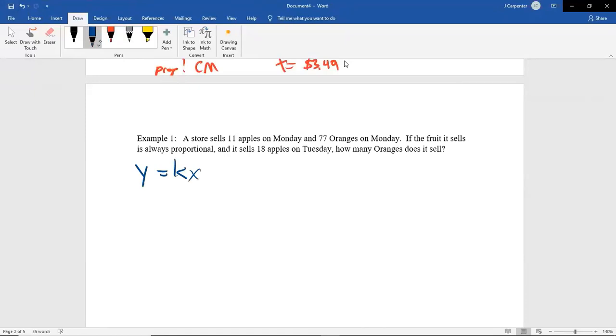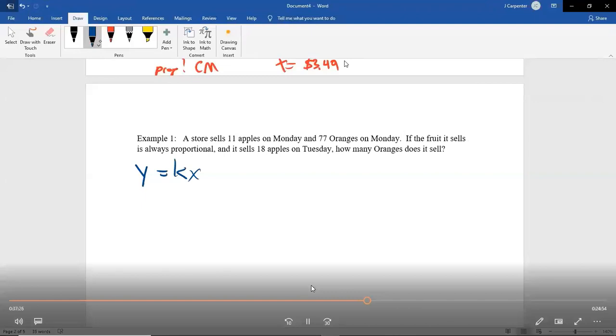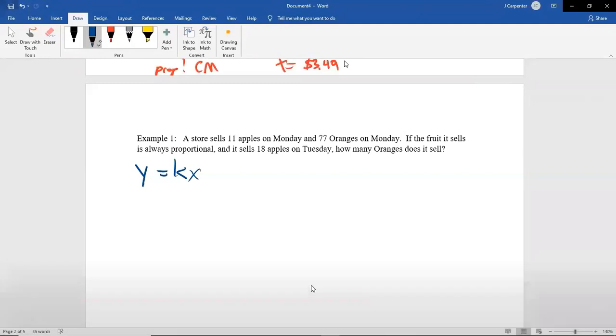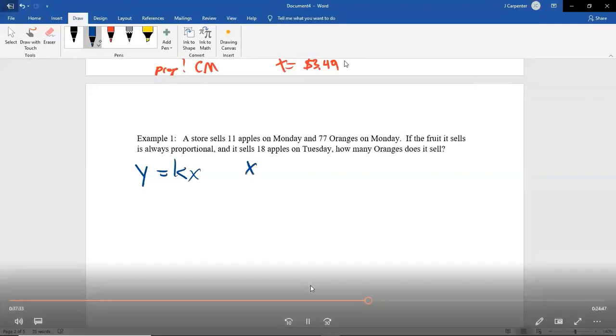Now I've called the y and x apples and oranges, but I haven't written it anywhere. Which one do I want to call apples? Which one do I want to call oranges? Technically, it doesn't matter. I have mentioned that for direct proportions, it does not matter which one you call y and x as long as you're consistent. You just might find a different value of k in that process. So I'm going to choose to call x the apples and y the oranges.